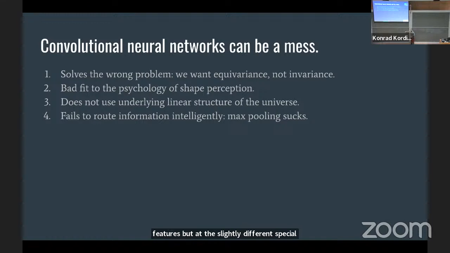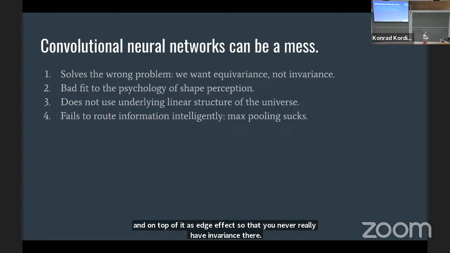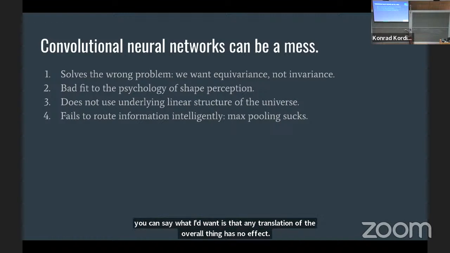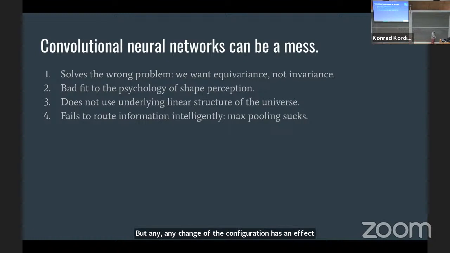Now, in reality, convnets don't quite engender invariance because the way they work is they put it together step by step. And on top of it, there's edge effects. So you never really have invariance there. So convnets are somewhat in between, and that's why I say that they're messy. They aren't quite invariant, and they aren't quite equivariant either. They're somewhere in between. What I'd want is that any translation of the overall thing has no effect, but any change of the configuration has an effect. It's important. It's meaningful about the faces.